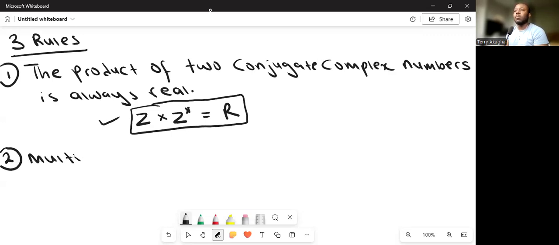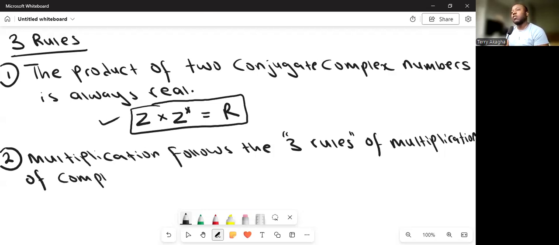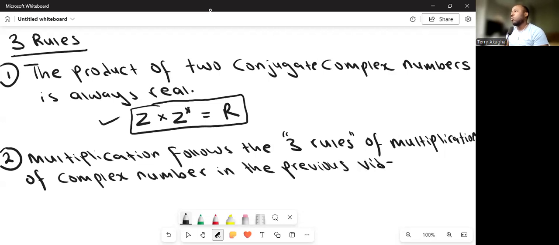Also, another thing you need to keep in mind is that when you multiply, the multiplication follows the 3 rules of multiplication of complex numbers that we talked about in the previous video.